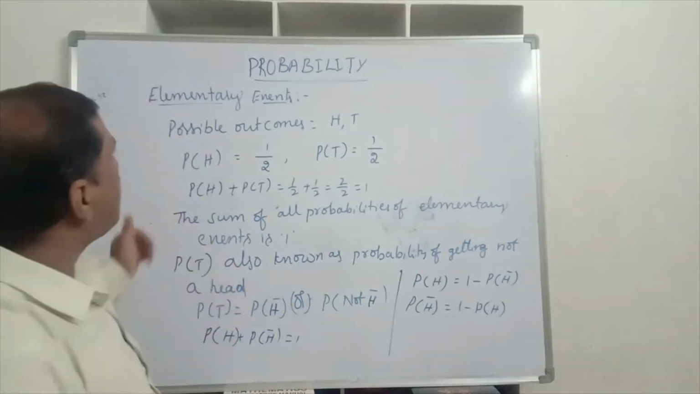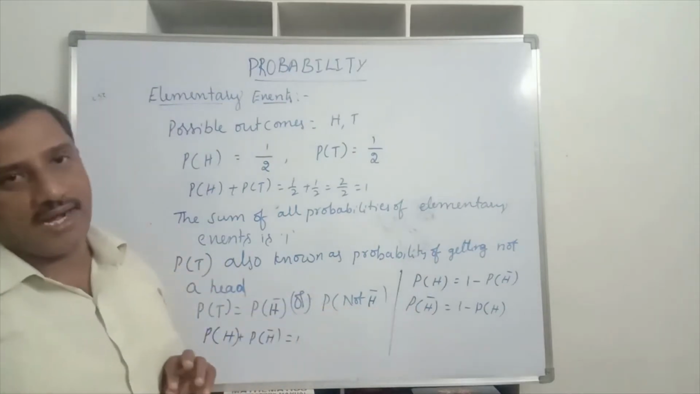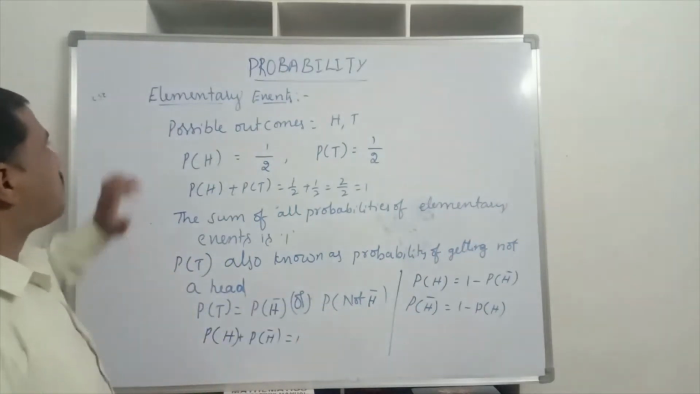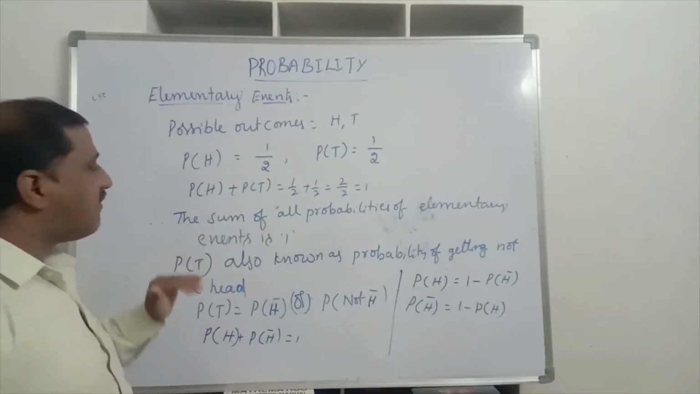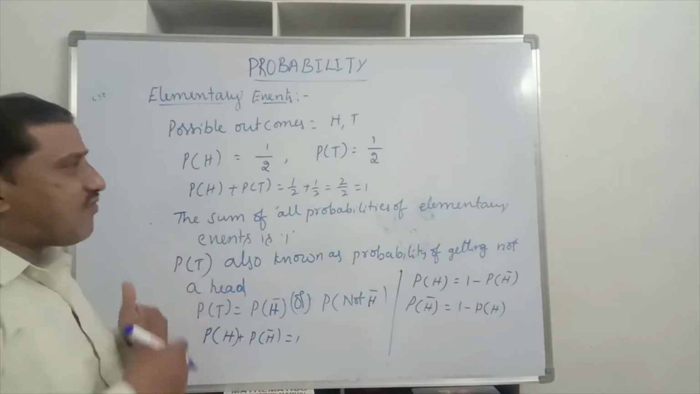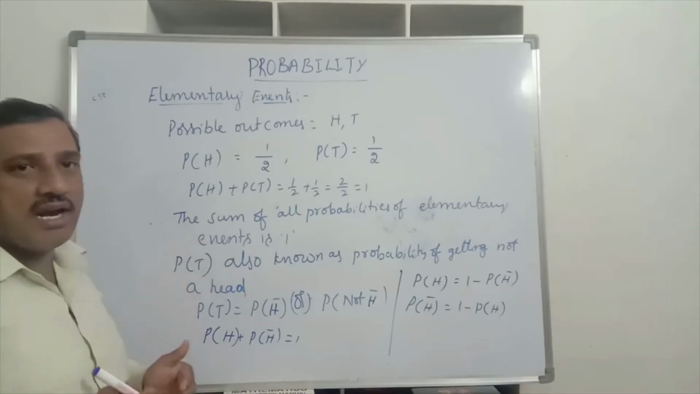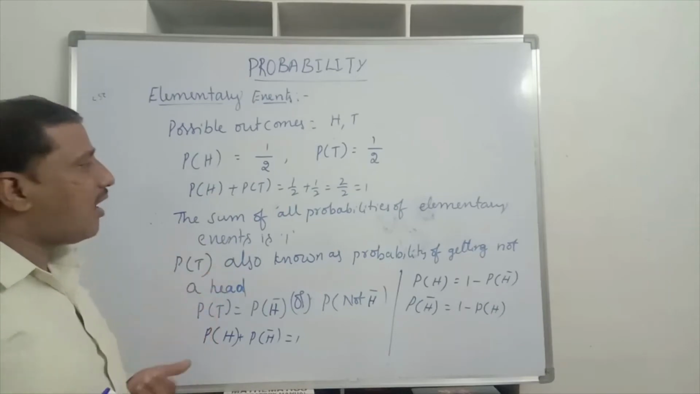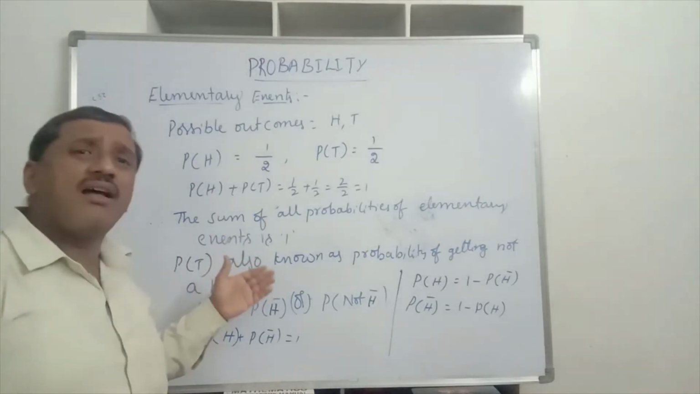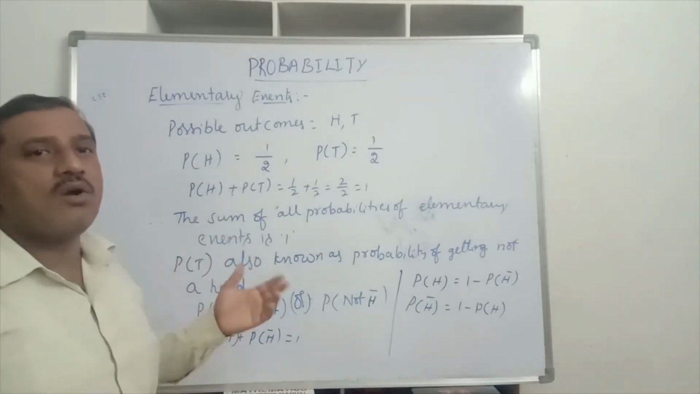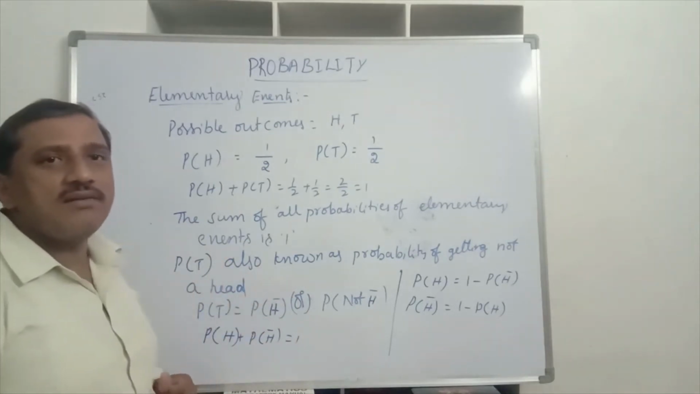So these kinds of elements are known as complementary elements. As I said, the sum of the probabilities of all elementary events is 1. If we know the probability of any one event out of the 2 elementary events, we can find the other event's probability by subtracting the known probability from 1. Is it clear, children?